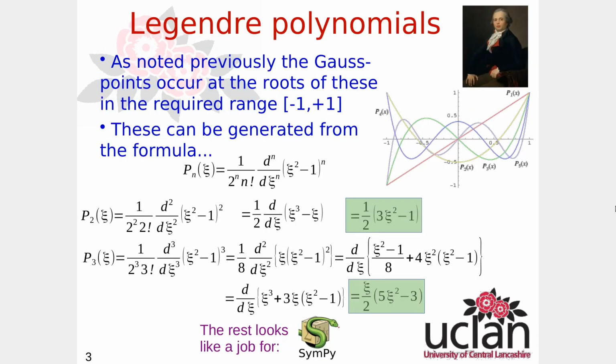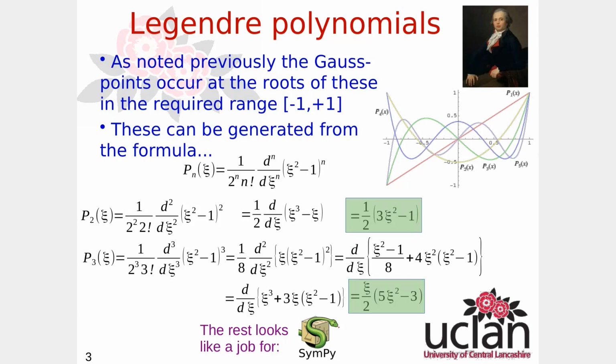So as noted previously, the so-called Gauss points occur at the roots of the Legendre polynomials in the required range between -1 and +1. And this is why the technique should be properly named Gauss-Legendre quadrature.